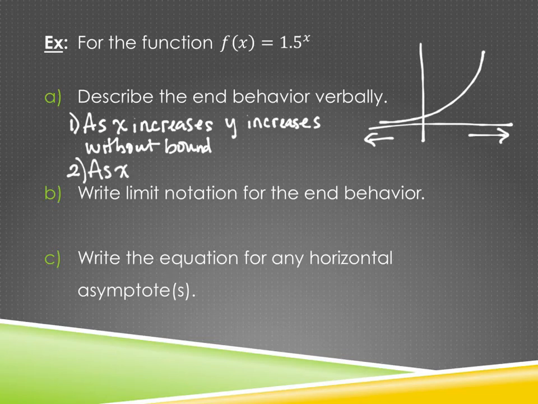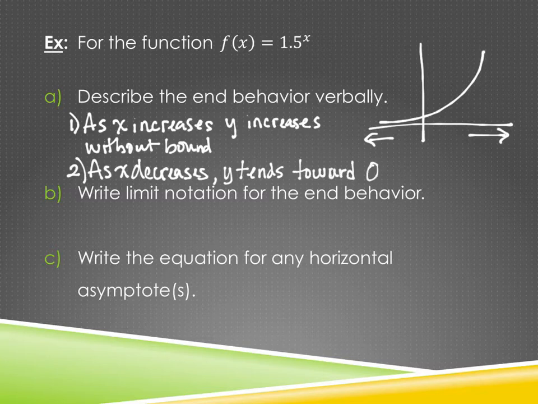What happens then as x decreases? Yes, good. So the y is decreasing and it's limiting out at zero. It's flattening out at the value zero because it's the x-axis. So as x decreases, y levels off, or tends toward zero. It's important to realize it may never actually hit zero. In fact, it wouldn't on this graph ever. But it's getting as close as it possibly can and closer all the time. It's tending to zero.